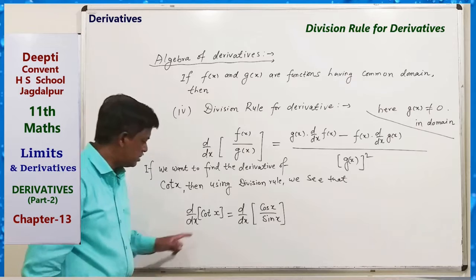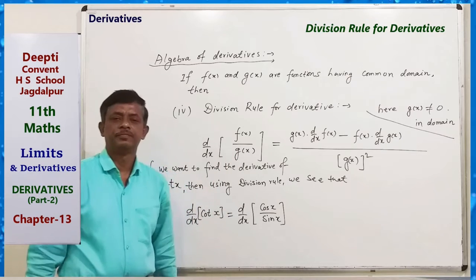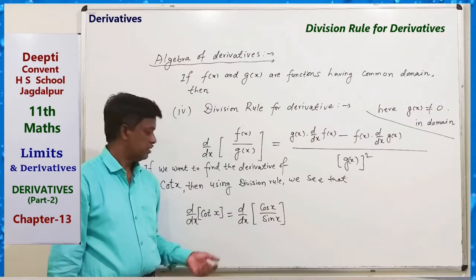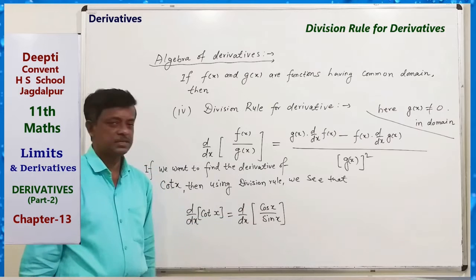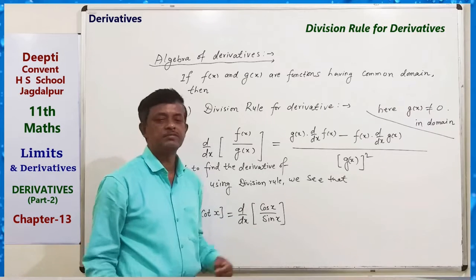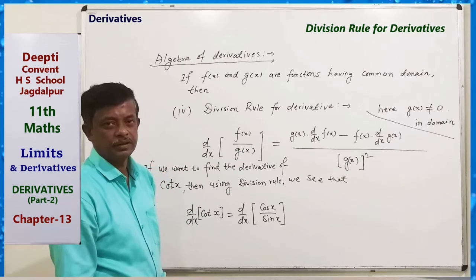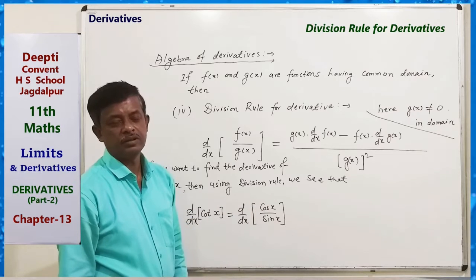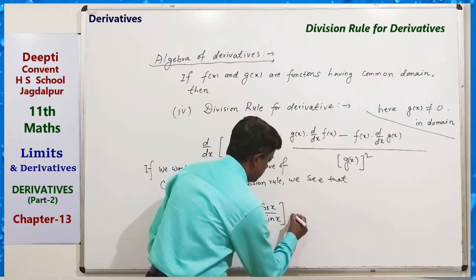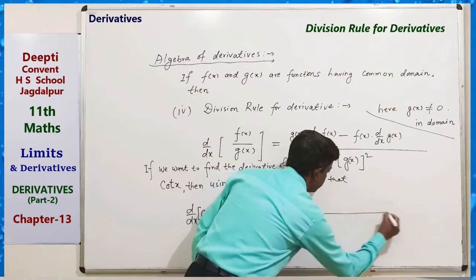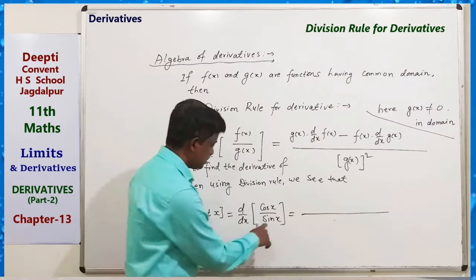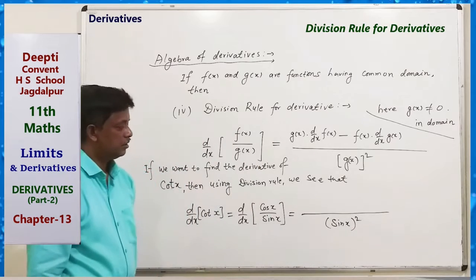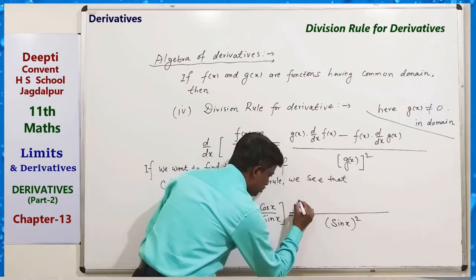We can also find its derivative by using the first principle method. But suppose d by dx cot x we have to find, then cot can be written as cos by sin. We know the derivative of each, so just use this formula. f(x) upon g(x): here g(x) is sin x, the denominator, and the numerator is cos x. So using the division rule, we write denominator square, that is sin square x, in the denominator.